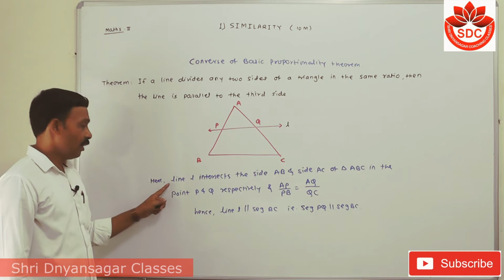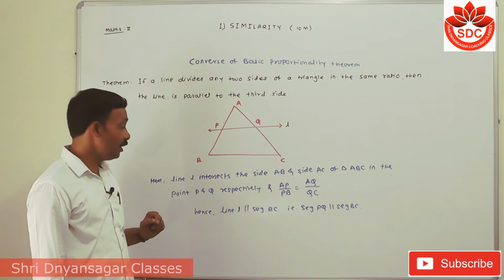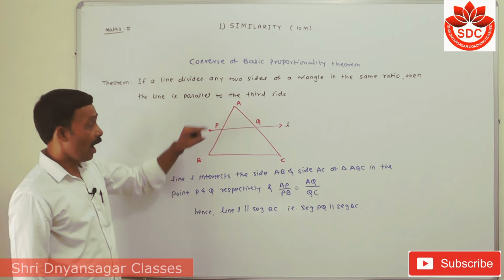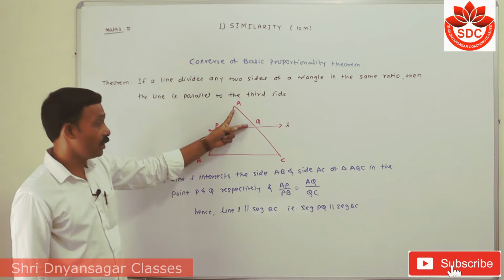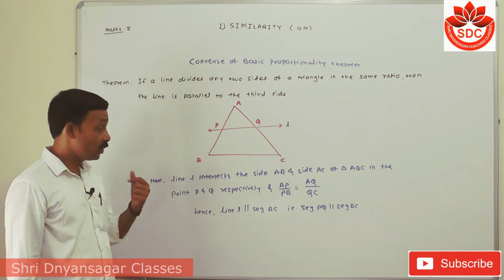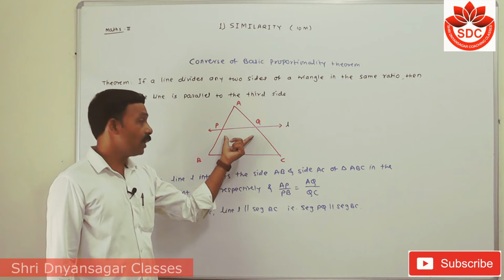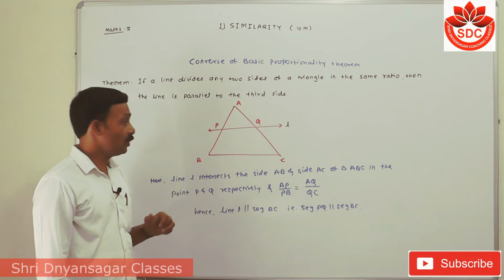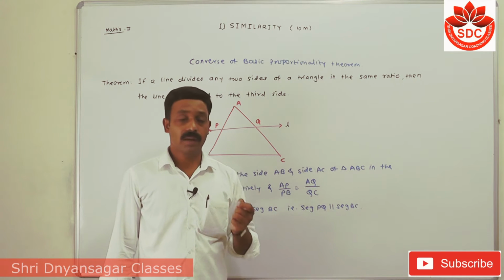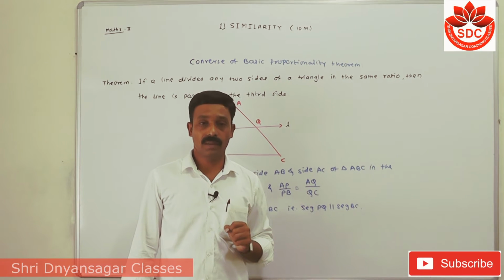Now here line L intersect the side AB and AC of triangle ABC in the points P and Q respectively. And AP upon PB is equals to AQ upon QC, so this ratio is equal. Student, then we show here this line L is parallel to the segment BC, that is PQ is parallel with BC. Now student, this is the theorem. You have to solve at home by using the indirect method. Okay, then we take next important property.